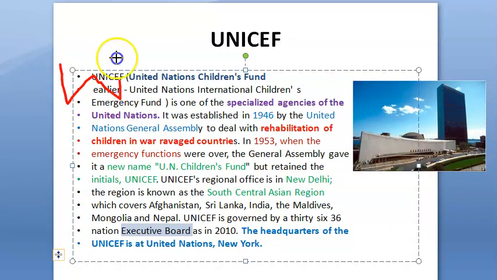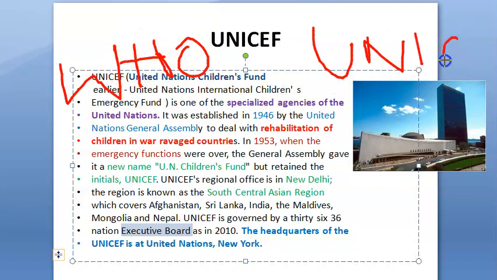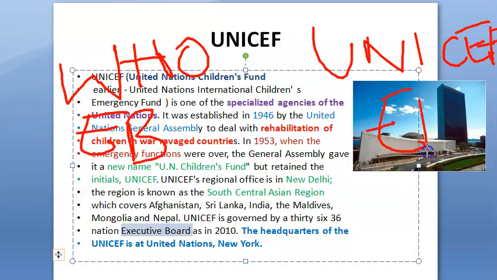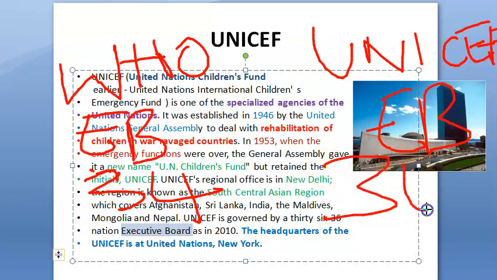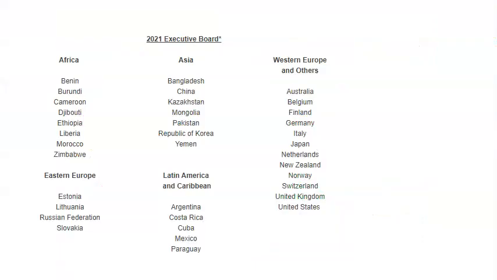I'm not trying to confuse you, but you should not get confused. They will ask about WHO and UNICEF also in the exam, so you should know what to write where. Both of these have executive boards. Last time what we saw was 34 people in the executive board; in UNICEF it is 36. Both were also started in 1946 only. Interestingly, in the 2021 executive board I don't see India's name here.